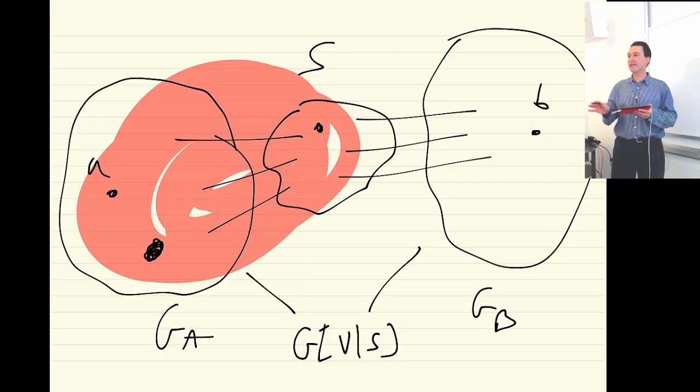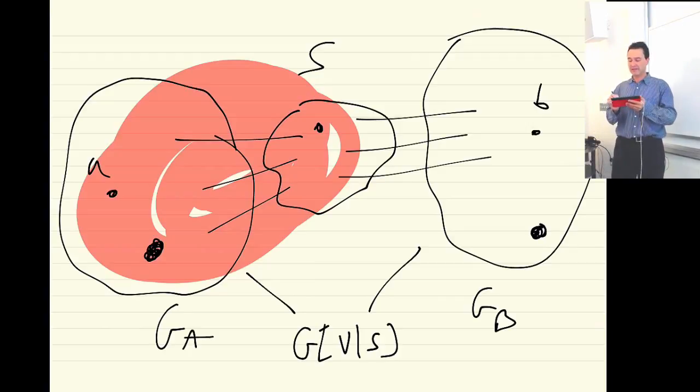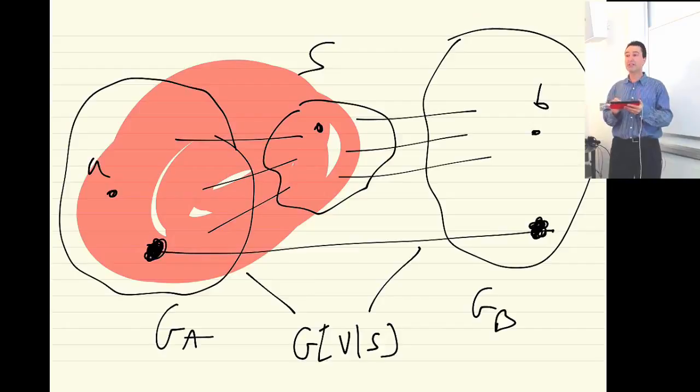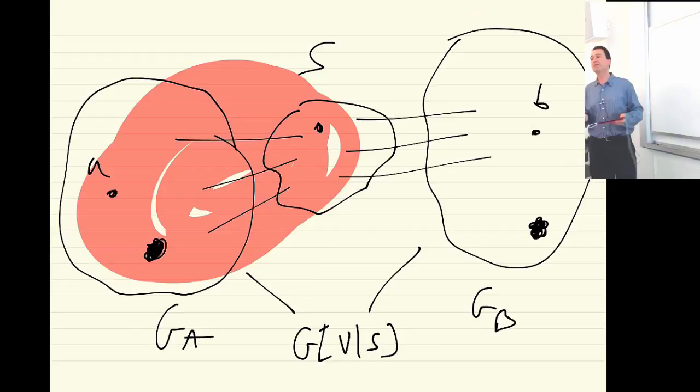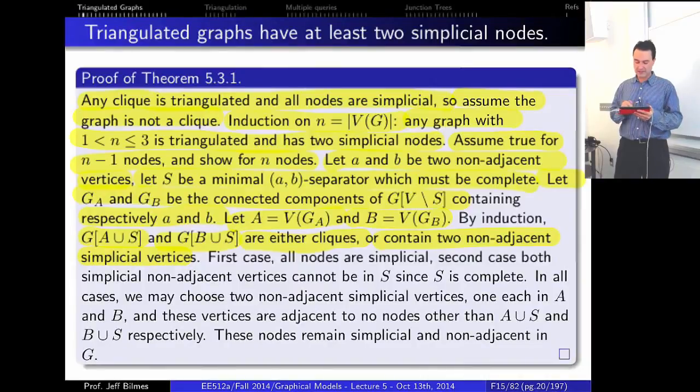And similarly, over on the right-hand side, the same situation happens. Whether it's the clique or the non-clique case, we have to have at least one non-simplicial node living over there. So we have one simplicial node over here, one simplicial node over here. These guys can't be connected directly because S is a separator. So therefore, again, we've decomposed it into a graph that has two non-adjacent simplicial nodes. And that's basically what all this stuff down here says.